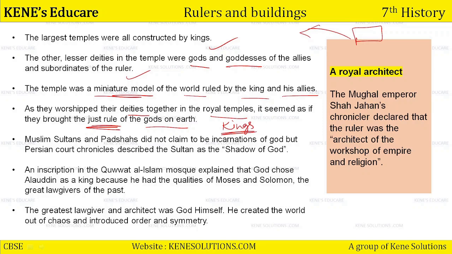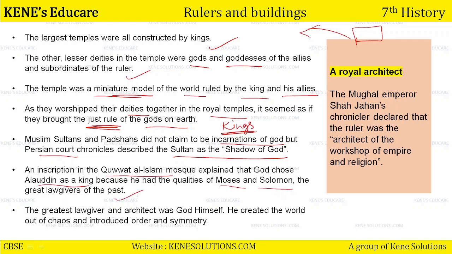Muslim sultans and padshahs did not claim to be incarnations of God, but Persian court chronicles described the sultan as the shadow of God. Sultans did not call themselves an incarnation of God, but they used to symbolize themselves as the shadow of God. An inscription in the Quwwat al-Islam mosque explained that God chose Alauddin as a king because he had the qualities of Moses and Solomon, the great lawgivers of the past.